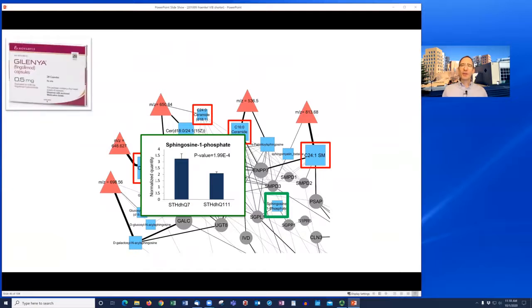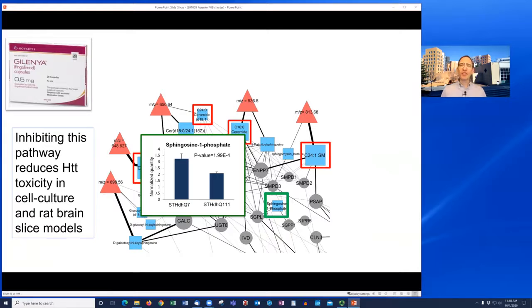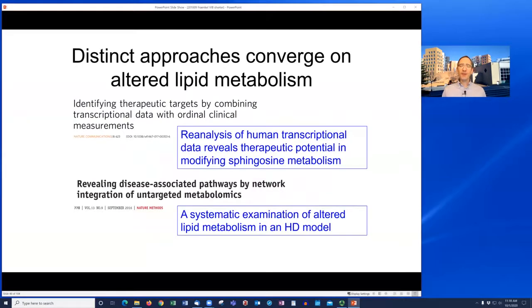This was particularly intriguing because there's a drug used to treat MS that targets this pathway. And so we carried out a number of experiments, both in our own lab and with collaborators, to evaluate to what extent targeting this pathway has an impact on the toxicity of the Huntington gene. We were able to show both in cell culture models and a rat brain slice model that it actually does ameliorate the toxicity of Huntington's protein. We, in fact, had another study analyzing a completely different kind of data in Huntington's disease, which also pointed to this pathway. And so we have increased confidence that this could be an important therapeutic pathway for Huntington's disease.